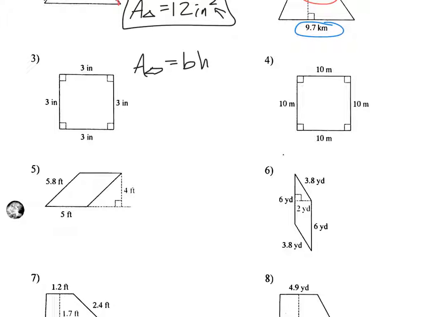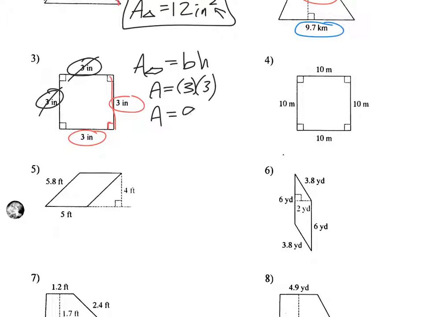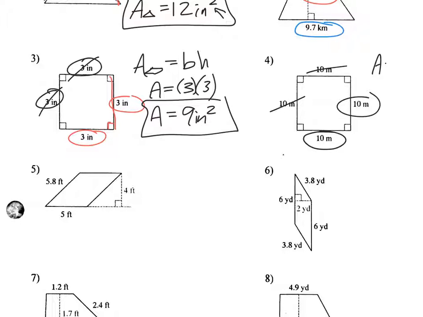So in this case, what is our base? 3. What is our height? 3. Now again, how do I know it's height? It makes that right angle, okay? That's the thing we're looking for, that right angle, okay? These 3's are not necessary in order to find area. So area would be base times height, and in this case, that's going to be 9 inches squared. What about this one? Don't need those. Take the 10s here. So area would be 10 times 10. So area is 100 meters squared.